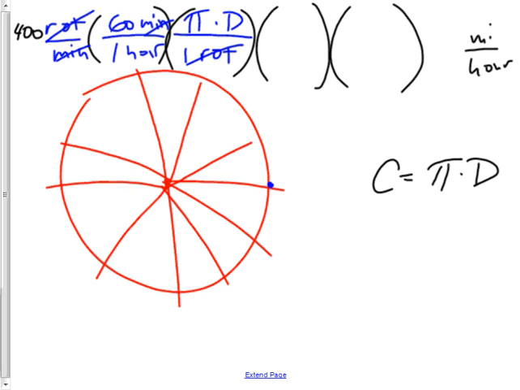Awesome. And now it's D, and that's D. Oh wait, D has to be in what then? Feet. D feet. All right, D feet. All right, so 400 times 60, 6 times 4 is 24. Now I add up all the zeros. 24,000 pi D all over 1 times 1 is 1.